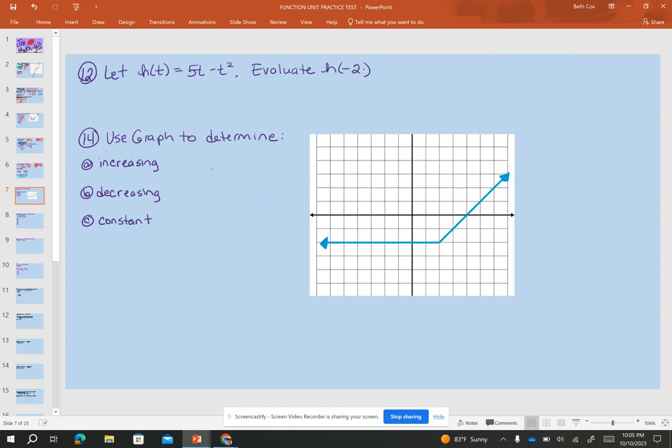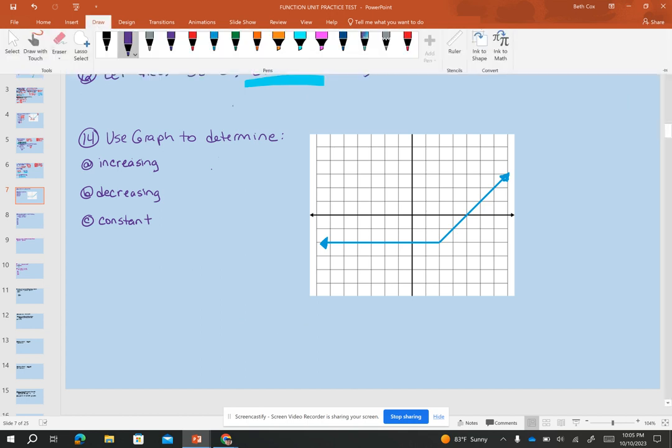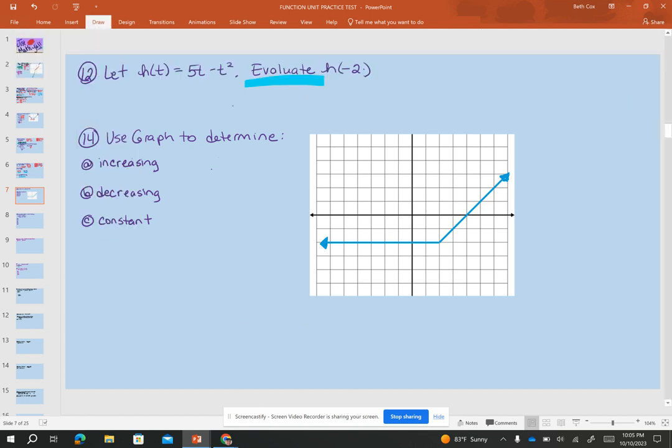Okay, one more for our break. 2 more. So we have a function, and we want to evaluate. Again, what evaluate means is just to plug in. So we're just going to plug in what it tells us to, which is h of negative 2. So that's 5 times negative 2 minus negative 2 squared. Watch your signs. That's a negative 10, that's a 4, so it'll be negative 14. Be careful. Watch your signs on that one.